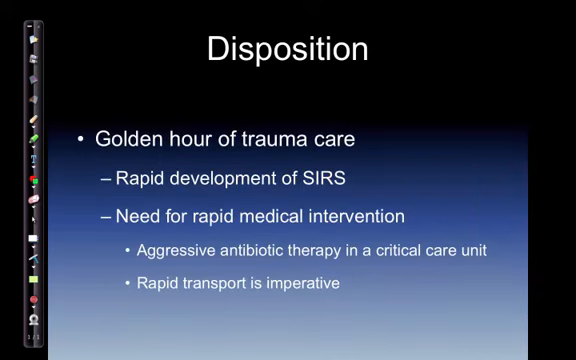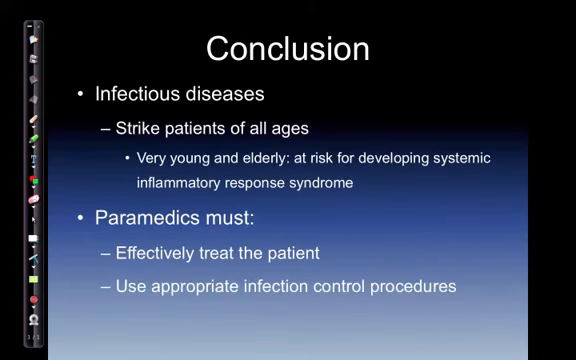Disposition: golden hour of trauma care. Rapid development of systemic inflammatory response syndrome. Need for rapid medical intervention, aggressive antibiotic therapy in a critical care unit, and rapid transport is imperative. In conclusion, infectious diseases strike patients of all ages. Very young and elderly are at risk for developing systemic inflammatory response syndrome. Paramedics must effectively treat the patient and use the appropriate infection control procedure.